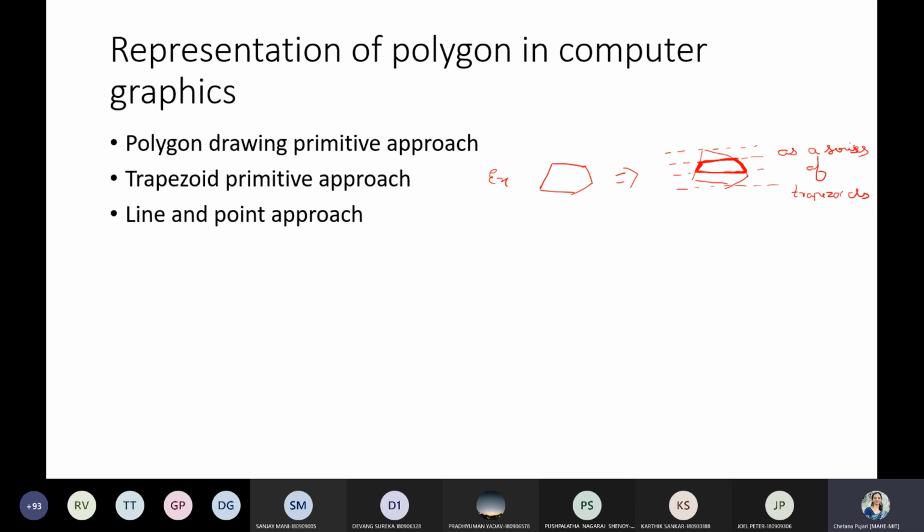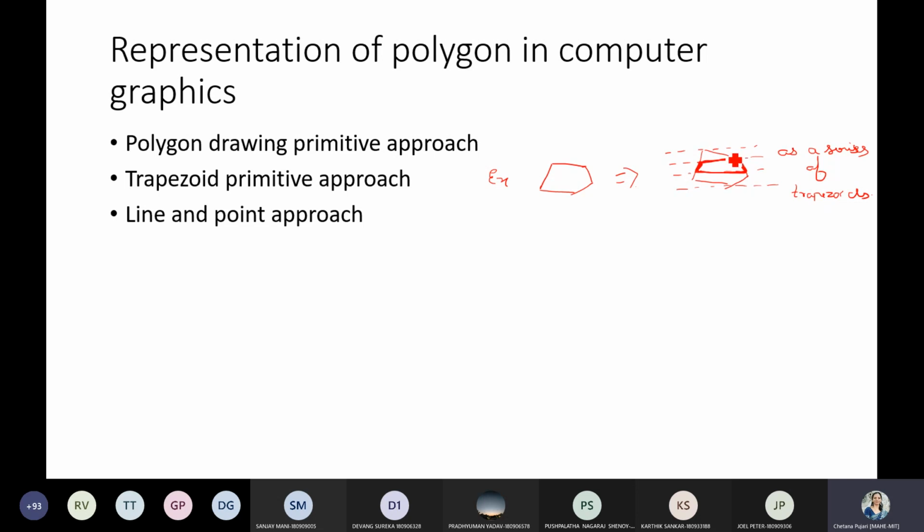A trapezoid always has four sides, 1, 2, 3, 4, and it will have one pair in parallel. The parallel lines will be your scan lines, this one. So this will form a trapezoid which has four sides, and one more condition is that one pair should be parallel. In this case the condition is satisfied. So this is one trapezoid. If you consider this, then it will become the second trapezoid and so on.